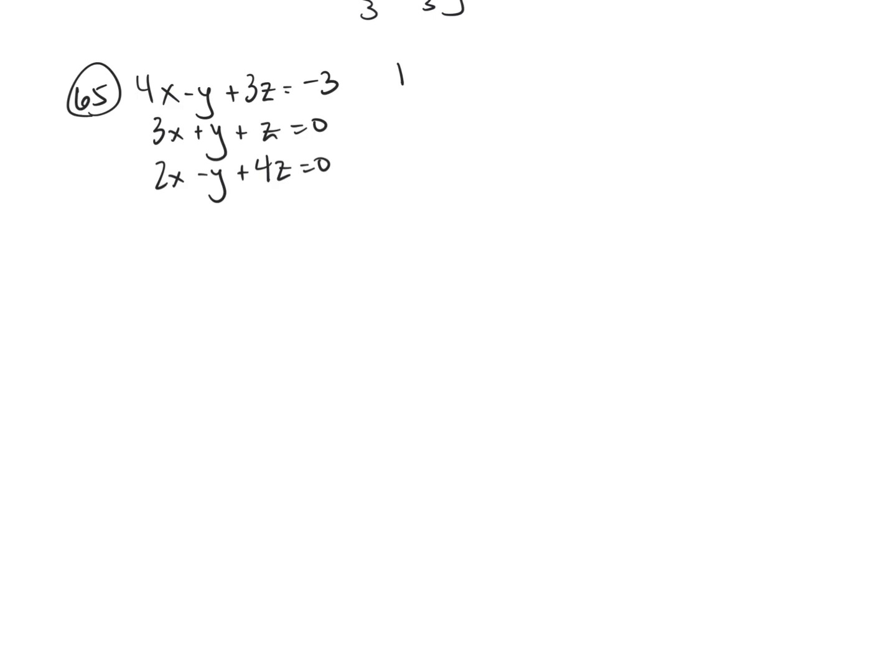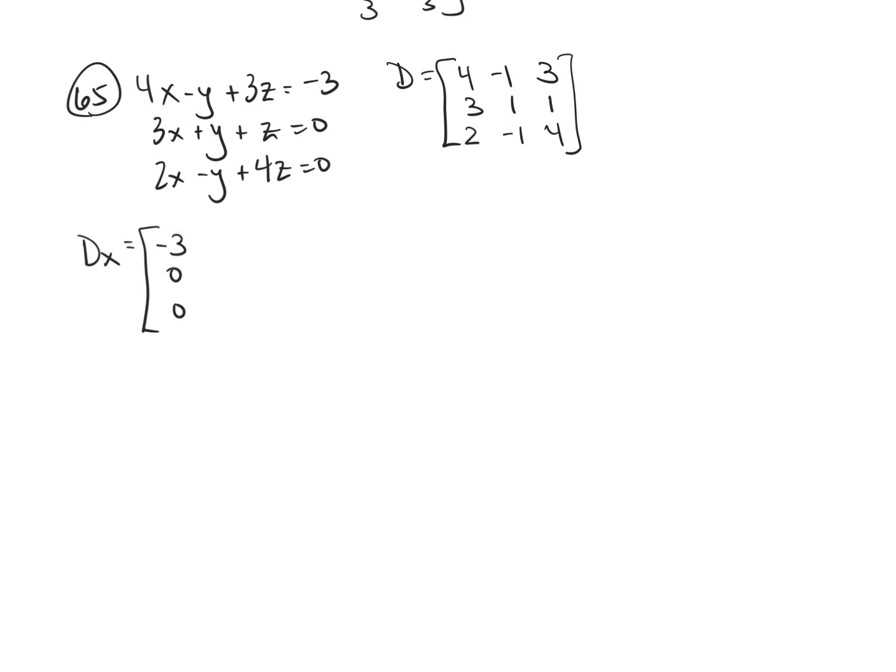Now my D matrix would be just my coefficients: 4, -1, 3, 3, 1, 1, 2, -1, 4. My D sub x matrix, remember you take your x coefficients and replace them with, oh, this is going to be so nice. You replace your x values with your constants, but you keep the rest.